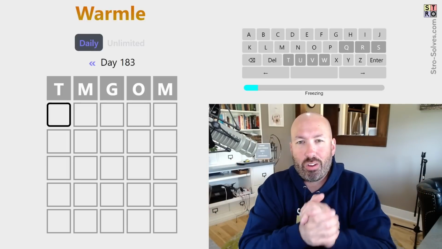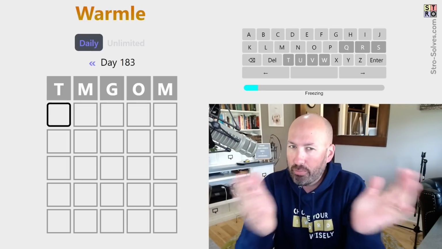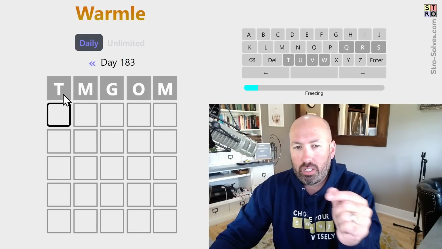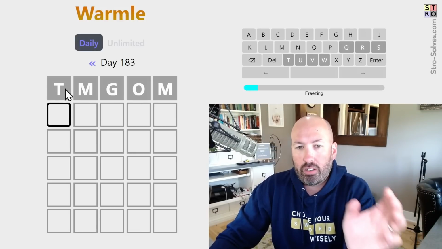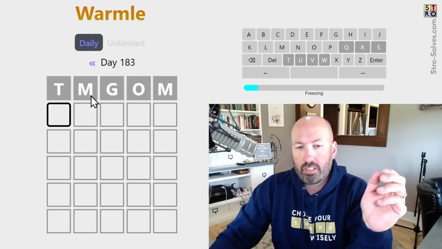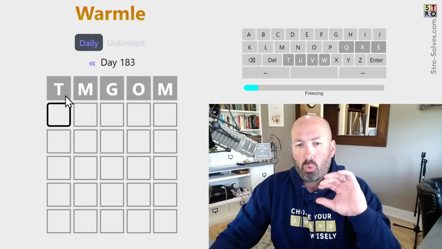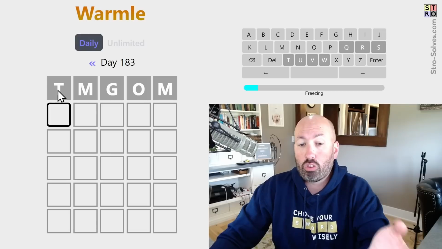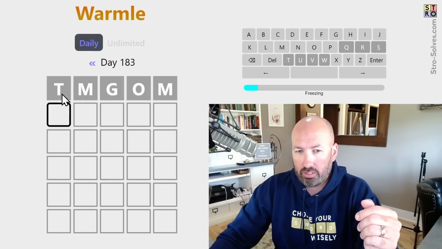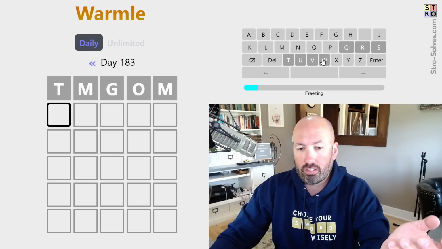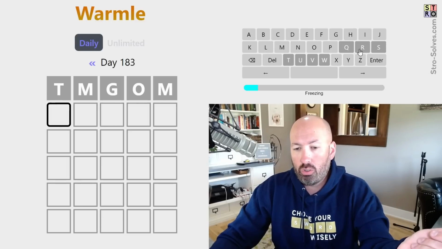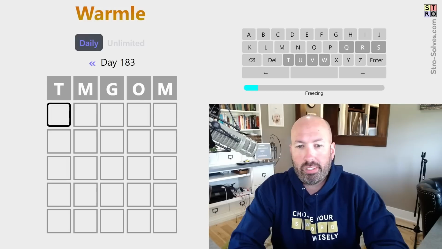All right, I'm looking at another Wormel today. Now, if you're not familiar with Wormel, it's like Wordle, but instead of the green and yellow telling us if the letter is in the word or not, it is telling us whether the letter in that position is within 3 in the alphabet. So the gray T here tells us that the letter is not within 3 of the T. So it can't be Q, R, S, or U, V, W. And that's about all we need to know.